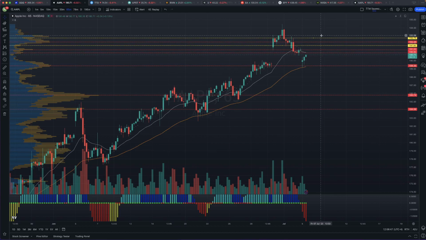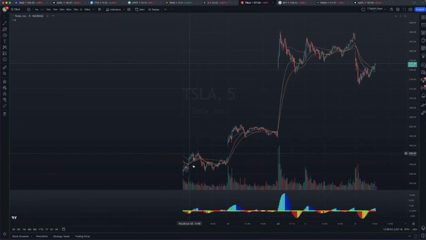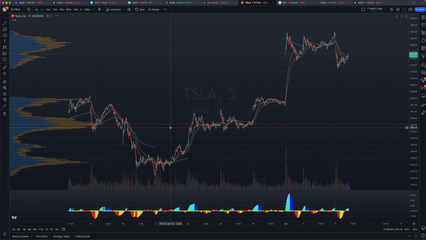Tesla. Okay, Tesla's a good one. Tesla's on my do not trade list, so it probably doesn't have a lot of lines on it. Okay. Let's see, let's remove drawings.